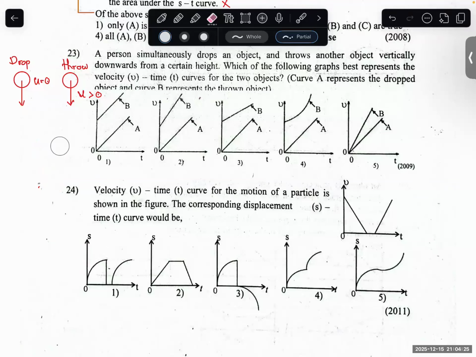Okay, so the correct answer is the first one. So here, what do you write in your explanation note? You write: graphs should be parallel because the same angle should be made with the x-axis. You write with those words, okay? That will improve your understanding of physics.